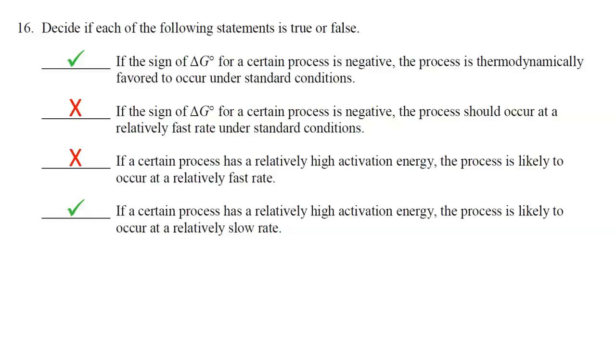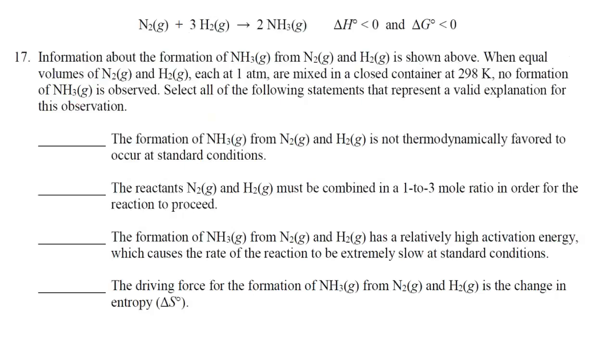All right, now let's take a look at question 17. Here we are given a chemical equation in which nitrogen, N2, reacts with hydrogen, H2, to produce ammonia, which is NH3. We're given information about the delta H, which is negative, so it's exothermic. And we're given information about the delta G, which is negative, which means it is thermodynamically favored to occur under standard conditions. So question 17 says the following.